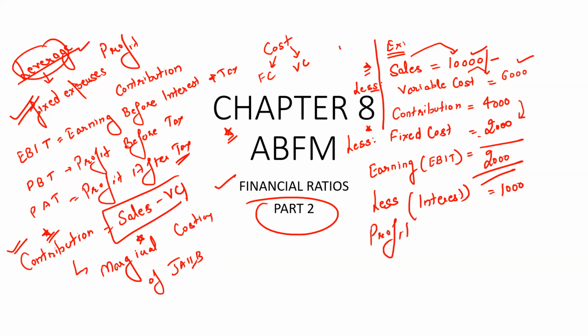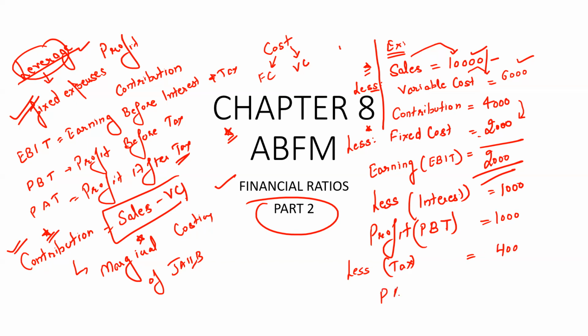What we have left is profit before tax, PBT. Clear? So what is the profit before tax? 2,000 minus 1,000. That is 1,000. After that, we are paying the tax here. Clear? So we have to subtract tax here also. Tax, we can say that 40% is the tax here. So 400 is the tax.